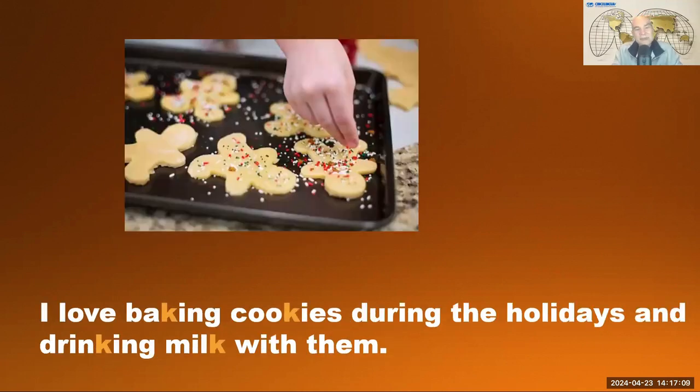I love baking cookies during the holidays and drinking milk with them. Milk and cookies, milk and cookies.